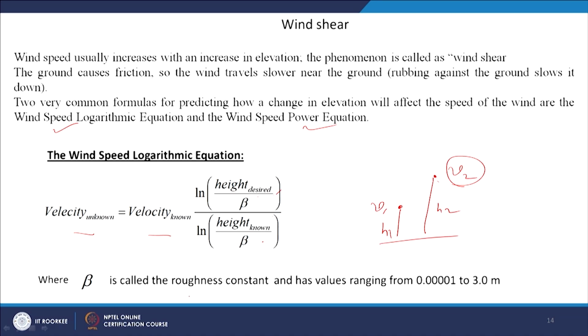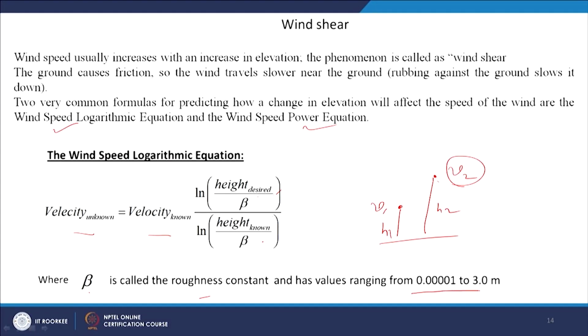This beta is called the roughness constant, and the beta value depends upon the roughness of the surface. It varies from place to place; for different types of surface we get different beta values, and those beta values normally range from 0.0001 to 3.0 meter.